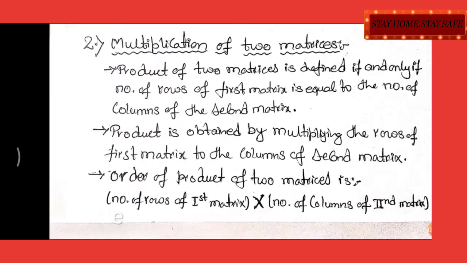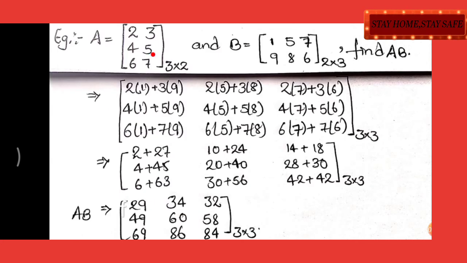But how is the order determined? As the rule says here, the order of the product of two matrices is the number of rows of the first matrix and the number of columns of the second matrix. So the number of rows here, we have 3 rows, so 3 rows by the columns of the second matrix, meaning 3 columns. So we get a matrix of order 3 by 3, since we have 3 rows and 3 columns in the second matrix.